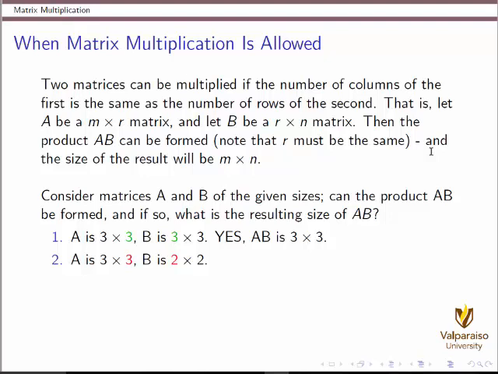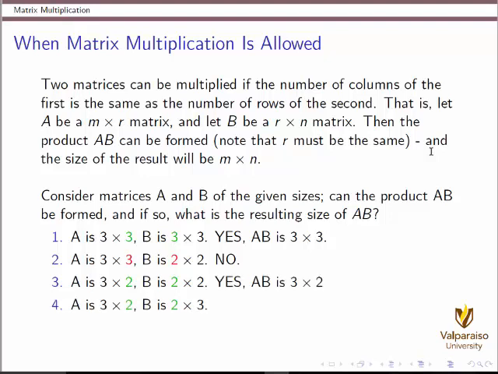So let's keep A as a 3 by 3 matrix, but change B to a 2 by 2. Can we do this product? Well, check those middle numbers, the 3 and the 2. They are not the same. This product cannot happen. So let's let A be a 3 by 2 and let B be a 2 by 2. Number of columns of A is 2. Number of rows of B is 2. Those inner numbers match. You're good to go. You could do this multiplication if you knew how. And the result would be the outer numbers, 3 by 2.